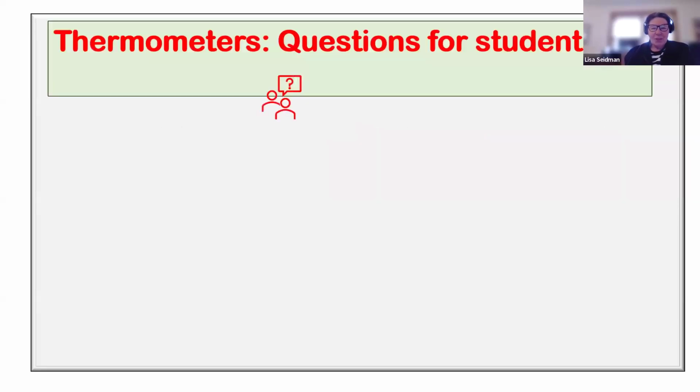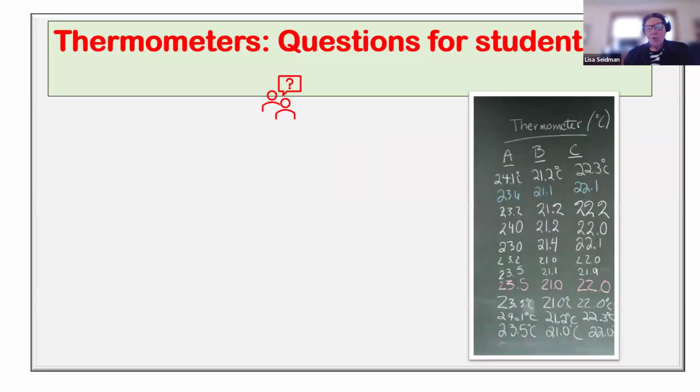Okay, so I'm going to show you, while Jeanette's looking at that, I'm going to show you student data. So here's something from a Blackboard from some students. There are 3 thermometers shown: thermometer A, thermometer B, thermometer C. And then as you read down a column, those are different students' values. So for example, a student got 24.1 for thermometer A, the same student 21.2 for thermometer B, and 22.3 for thermometer C. So here's the data up on the board.